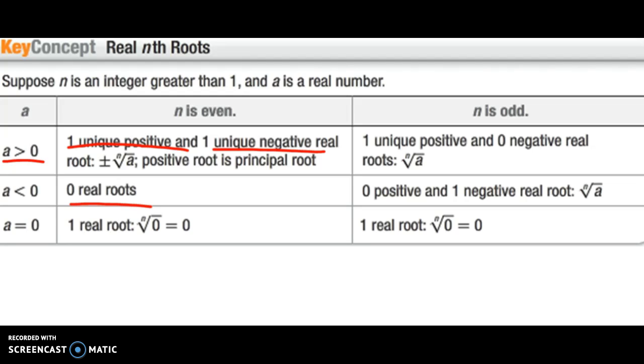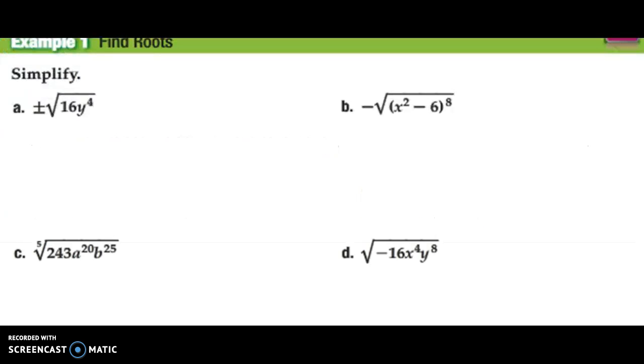If our index is odd, 1, 3, 5, and so on, and a is greater than 0, we get one unique positive and no negative real roots. If a is less than 0, meaning it's a negative number, we only get one negative root and no positive. And again, if a equals 0, we get one root of 0. So let's look at a couple of examples.